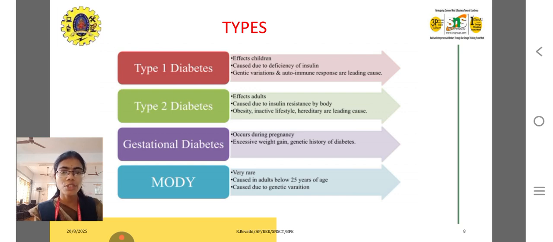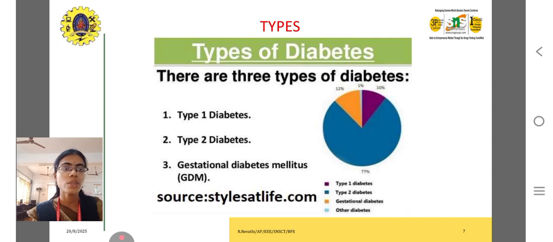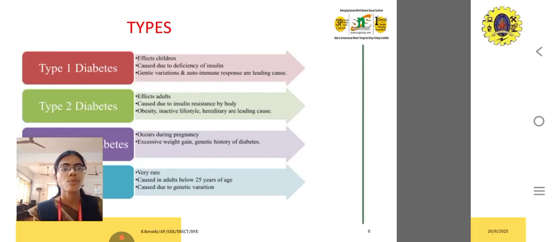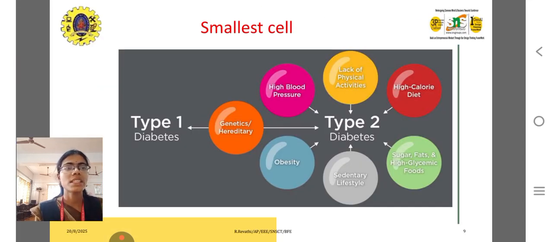One of the reasons for diabetes is consuming alcohol. Drug content may also lead to pancreatic malfunction, and then it leads to diabetes. Type 2 is the blue color mark, so a lot of adults may consume a lot of drugs and then it leads to type 2 diabetes. Gestational diabetes occurs during pregnancy, excessive weight gain, or genetic history of diabetes. Obesity, sugar intake, high calorie diet, and lack of physical activities may also lead to type 1 and type 2.